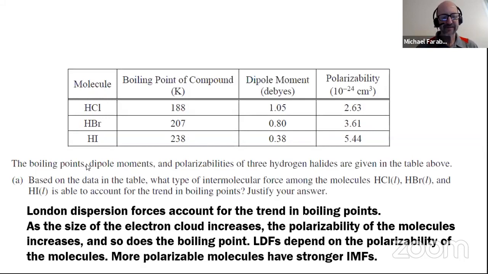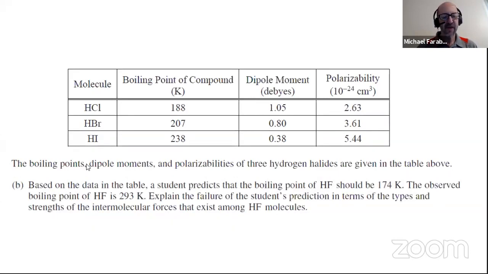Okay, there was a part B to this question as well as a part C. Let's move on to part B. Based on the data in the table, a student predicts that HF would have a boiling point of around 174 because they're thinking, okay, the values are getting smaller and smaller. But in fact, the boiling point of HF turns out to be 293. Explain the failure of the student's prediction in terms of the types and strengths of the intermolecular forces that exist among HF molecules. I will take you back to Unit 3.